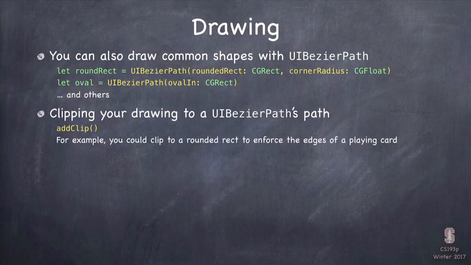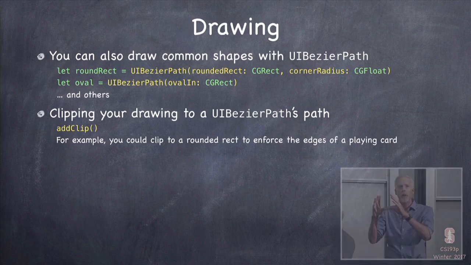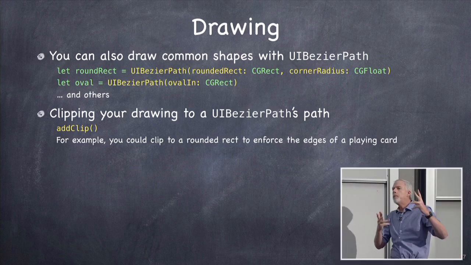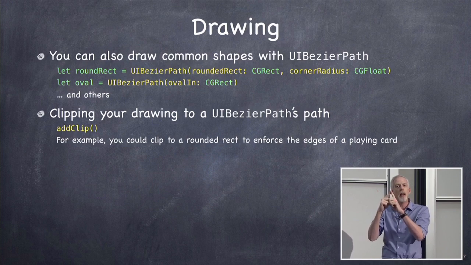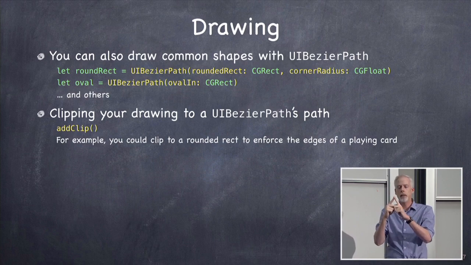Another cool thing you can do with UI Bezier path is you create a path like that triangle, and you can clip all your drawing to that path. So you could draw this elaborate picture, but only show the part that shows through that triangle if you take that triangle path that we just created and say add clip to it. Because after that, all drawing is only going to show up inside that triangle, which is kind of cool. You can make some pretty cool effects by doing that.